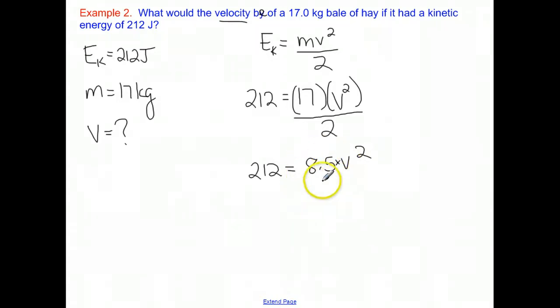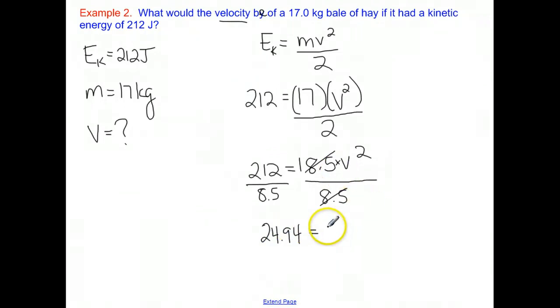And in order to get rid of a number that's on the same side of the equation as the variable that we're trying to solve for, you do the opposite operation. So if it's being multiplied, we have to get rid of this 8.5 by dividing it. And whatever you do to one side of the equation, you also do to the other. So divided by 8.5, remember, just equals 1. Anything divided by itself equals 1, but over here we end up with figuring out 212 divided by 8.5. So 212 divided by 8.5 is equal to 24.94, and that is equal to 1 times v squared, which is the same as just saying v squared.